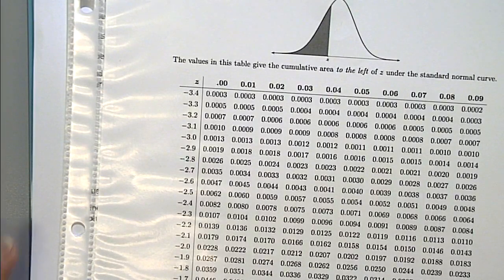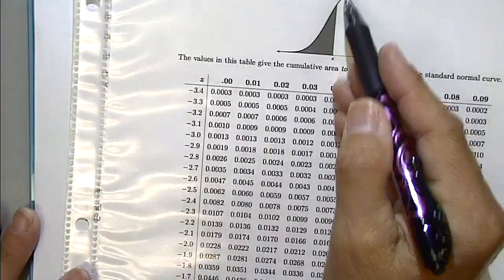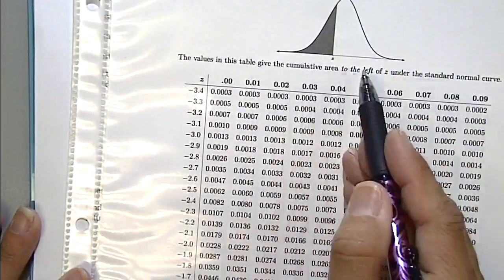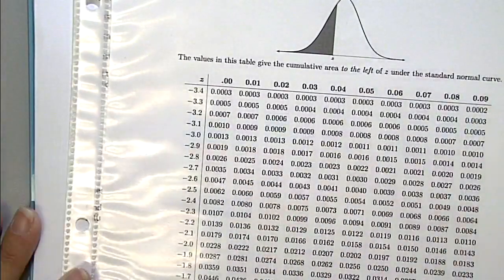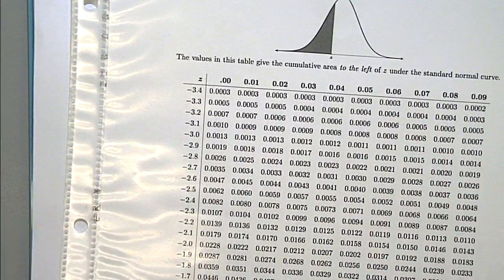Now, negative z-scores are always going to be on the left side. Think of this like a number line, right? Negative to the left, positive to the right. In the center, what's in the center? 0. Got it? Because the mean of the standard normal curve, the center, is always 0. Because it is 0 standard deviations from the mean. The mean's in the middle. Does that make sense to you?